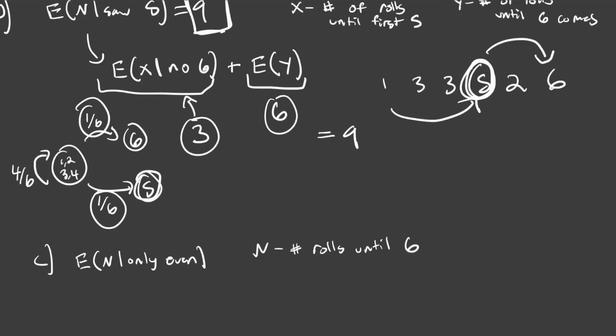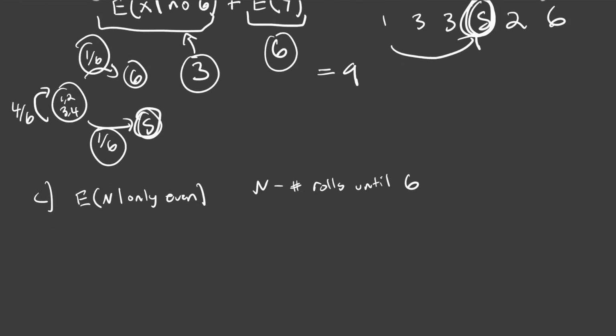Now in part C, we have a similar situation. We're trying to get the expected value of n, where n is the number of rolls until we get our first 6, given that we've seen only even numbers. So now how can we model this? Well, we have 3 different states. We have this 2, 4 state. Then we have this 1, 3, 5. These are going to be all of our odd numbers. And then we have this 6 state, which is what we're trying to get to.